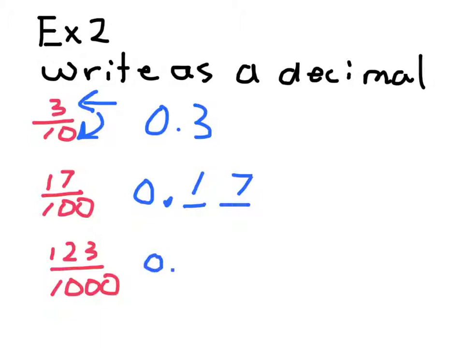Now let's take a look at the third one. The far right digit of 3 needs to be in the thousands place. Tenths, hundredths, thousands. So it goes 3, 2, 1. And this would be 123 thousandths.